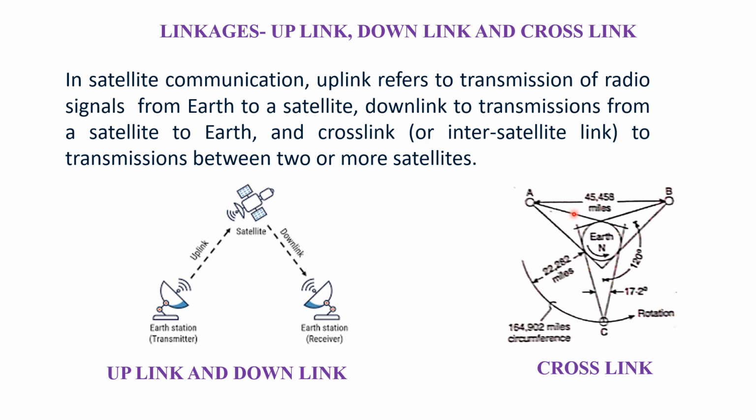So you can have transmissions between two or more satellites, and the distance between the two are also given as 45,458 miles. And here the angle between the two satellites, the orientation, will be 120 degrees each, so you'll be getting 360 degrees in total.